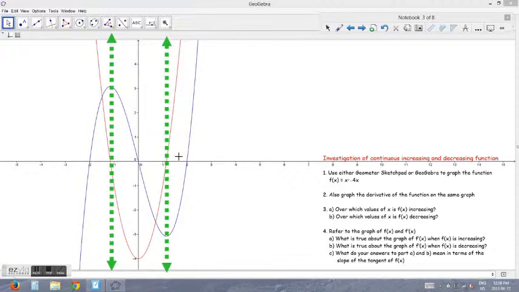So what can we conclude by investigating this function and the graph of its derivative? Well, we can say that when a function is increasing, the value of the derivative is positive. When a function is decreasing, the value of the derivative is negative. Also taking note that our function is a cubic polynomial, and our derivative again is 1 degree less than the original function. So it's a quadratic.